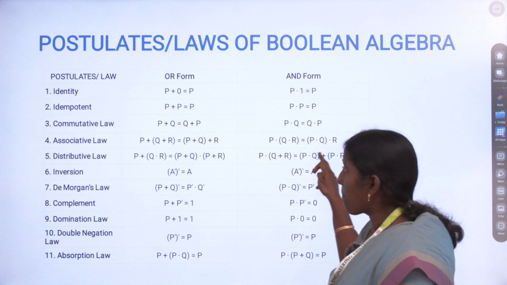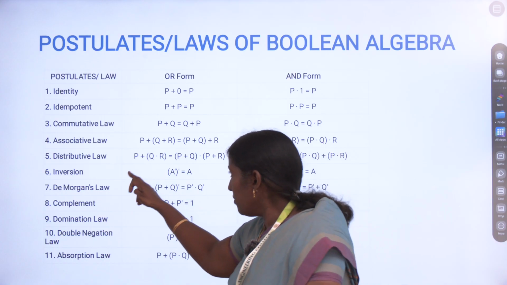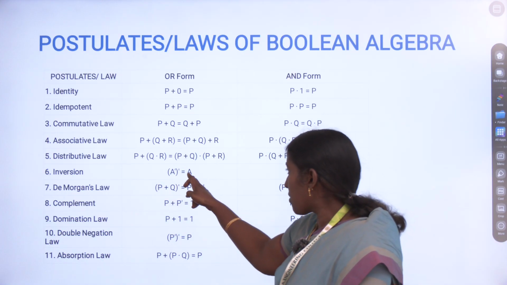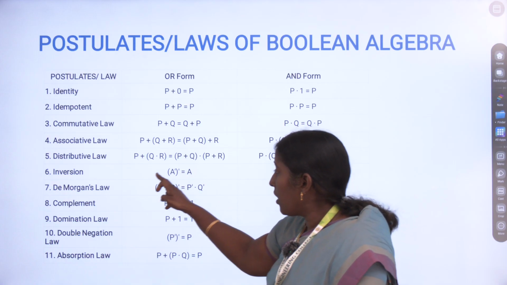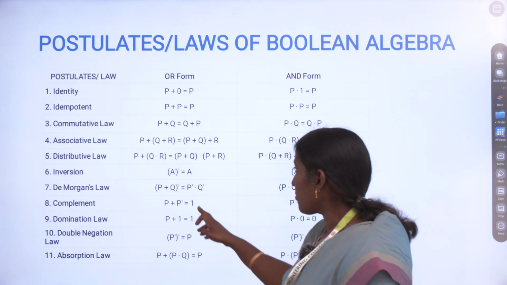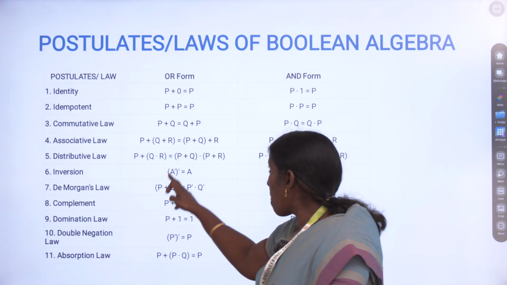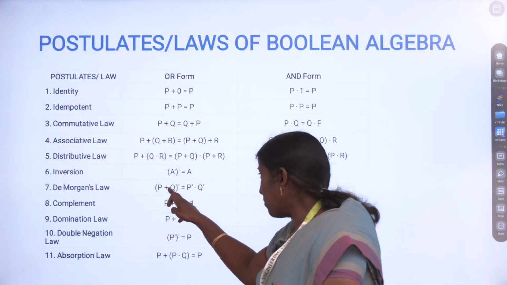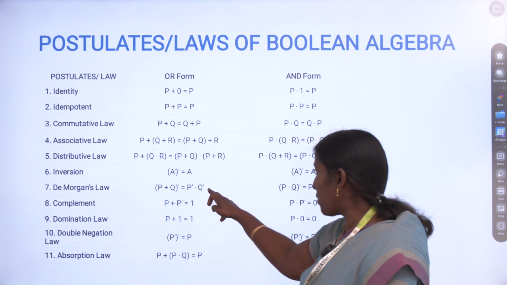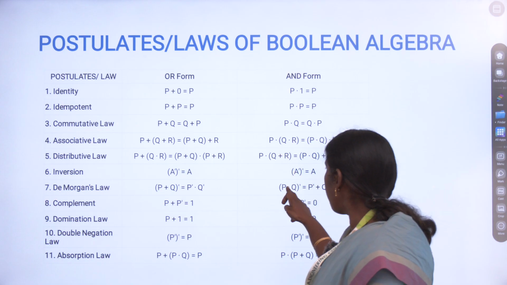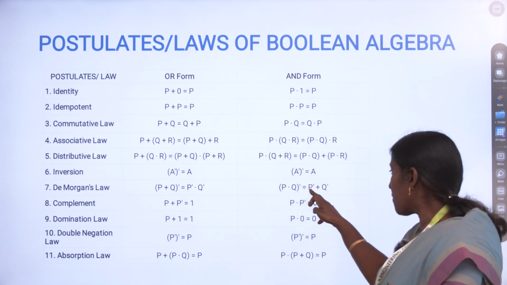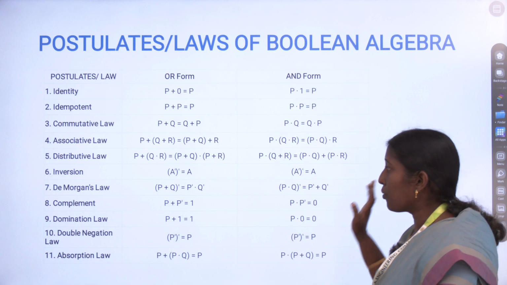In AND form it is given by P dot Q plus R is equal to P dot Q plus P dot R. Next is inversion law. Inversion law, in both the cases, is A double dash is equal to A. Next is De Morgan's law, which is a very important law, which is given in OR form by P plus Q the whole dash is equal to P dash dot Q dash, and similarly in AND form it is given by P dot Q the whole dash is equal to P dash plus Q dash.